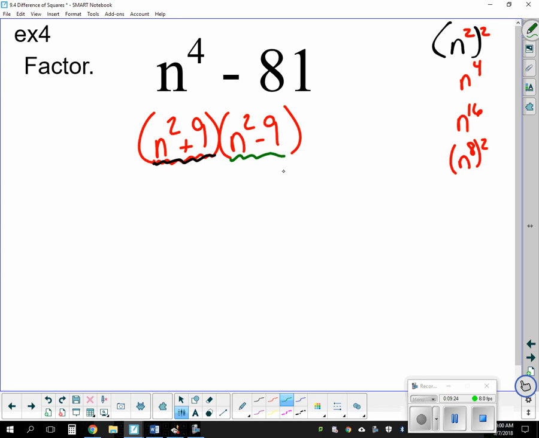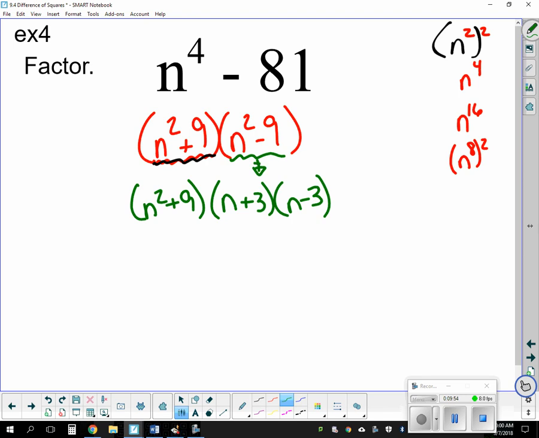Look at the second one. No GCF. There are 2 terms, but it is a difference, and both things are squares. So this one can be factored further. N squared plus 9 cannot be because it's a plus, but the one with the minus can be. What do you square to get n squared? N. And what's the square root of 9? 3. One with a plus, one with a minus.